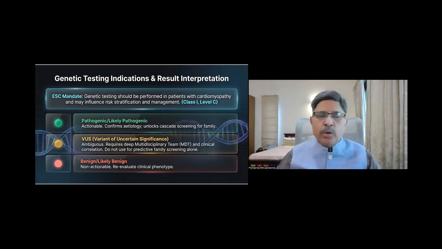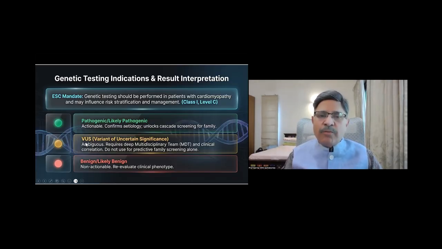ESC mandate, European Society of Cardiology mandate: genetic testing should be performed in patients with cardiomyopathy and may influence risk stratification and management. Class 1 recommendation. There are three possibilities that can come. One, pathogenic or likely pathogenic. That is actionable. You can take action, it confirms the etiology, and unlocks cascade screening for the family. That is green.